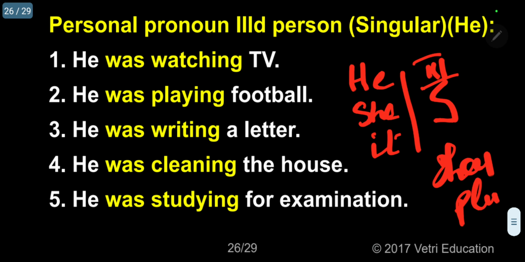So now I am giving examples with third person singular, he. Avan. He was watching TV. He was playing football. He was writing a letter. He was cleaning the house. He was studying for the examination. So I am using only he, but a different verb.